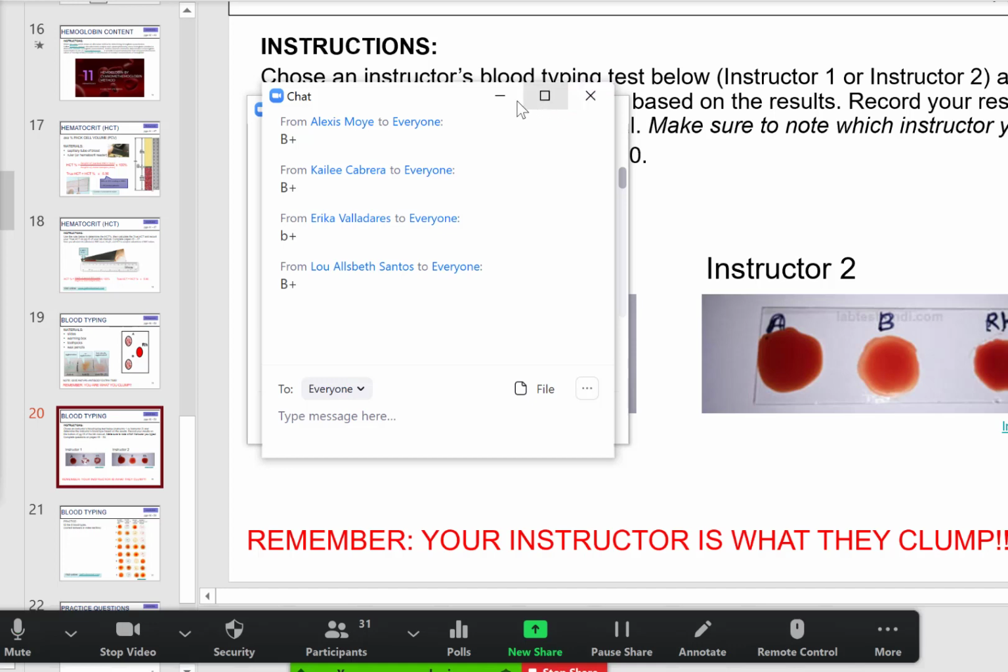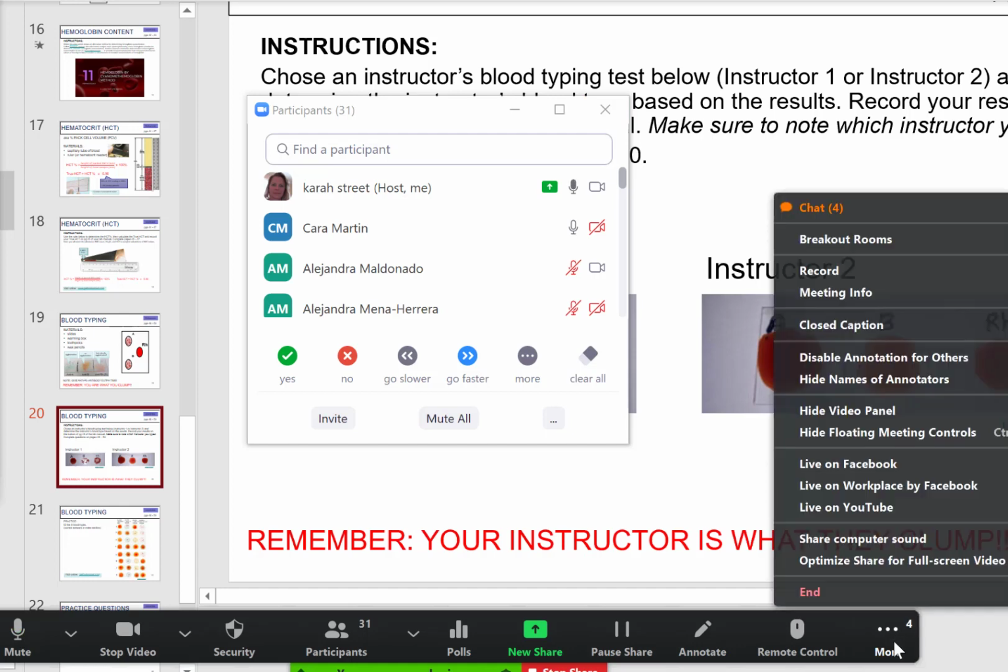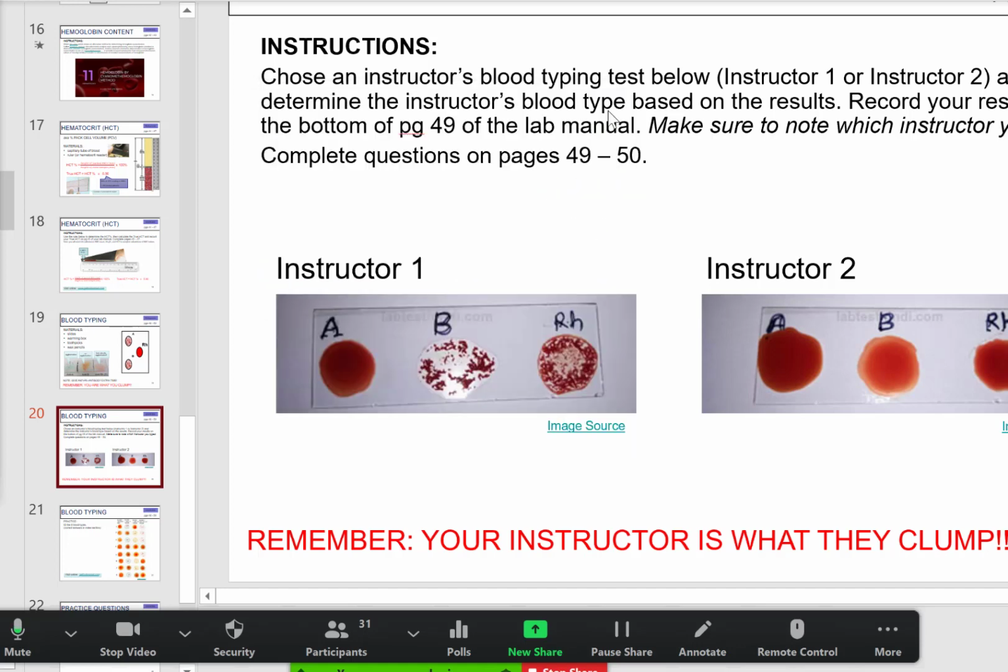Correct. What I am seeing there, yes. All right, what about instructor 2? What do you think instructor 2 is? That one's a little bit more challenging. Yes, you are correct. Instructor 2 is O negative. They did not clump when you added anti-A, nor anti-B, nor anti-Rh. Good job.